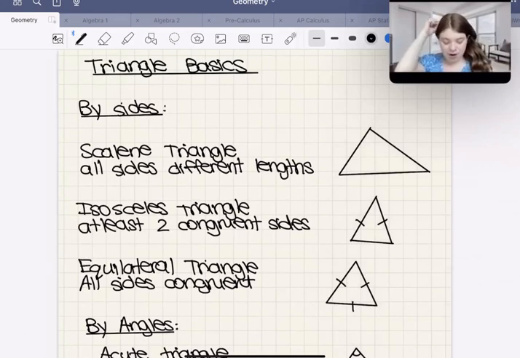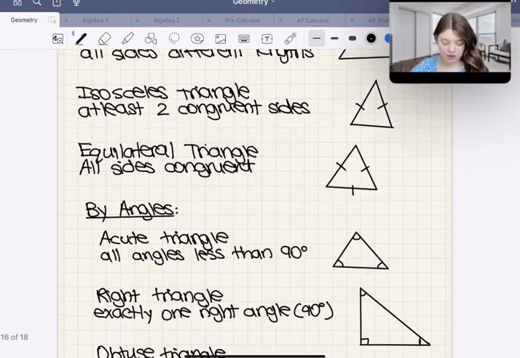There are two main ways to characterize triangles: by sides and by angles. Let's start with by sides. A scalene triangle is a triangle that has sides that are all different lengths. An isosceles triangle has at least two congruent sides, meaning it has at least two sides that are the same length. The third side may also be the same length, or it may be different. And then the third one is an equilateral triangle, which means that all sides are congruent. So all three sides are the same length.